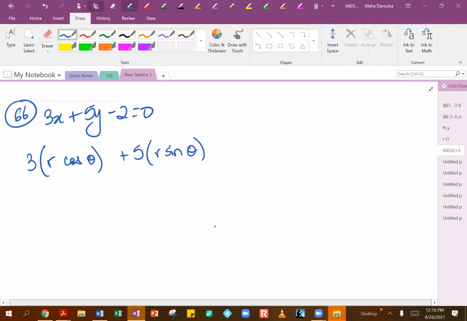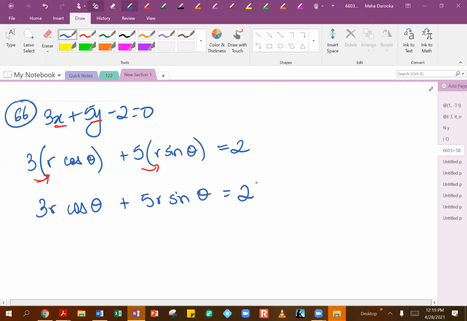And do I want to move my 2 to the other side, or do I want to leave it? You know what, let's move it. If we need to bring it back, we will, but let's move it for now. Okay, so just starting by replacing our x and y variables. Now multiply the numbers on the outside, so this will change to 3r cosine theta plus 5r sine theta equals 2.